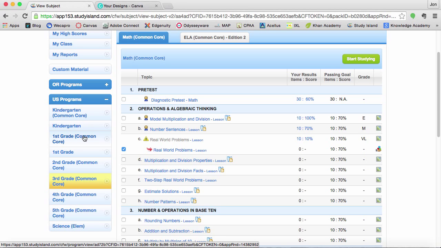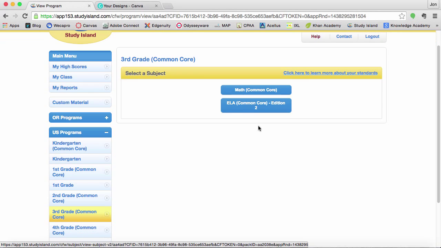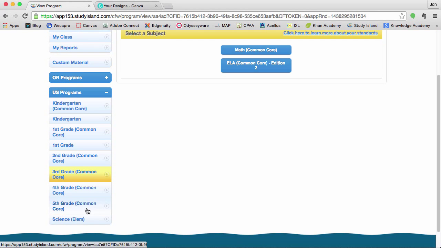Oregon is a Common Core state, and so all of our state standards do follow our line to Common Core, which we're then assessed on in the spring. So I'm going to click on third grade Common Core. And then you can see we have both practice in math and practice in English language arts. If I do want to do some science, we do have science in elementary down here.